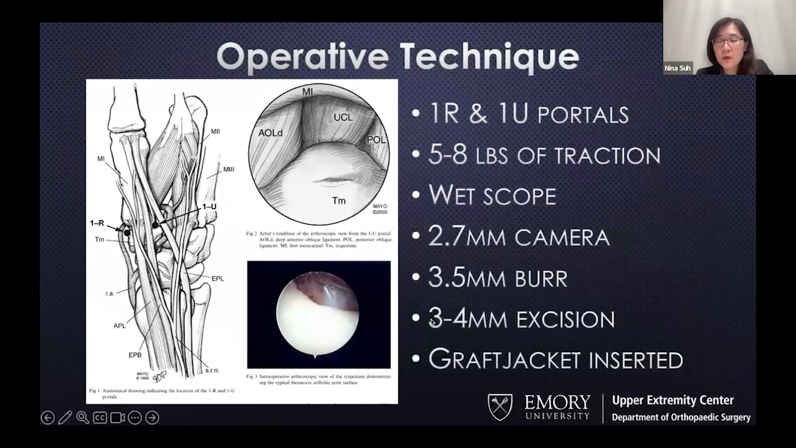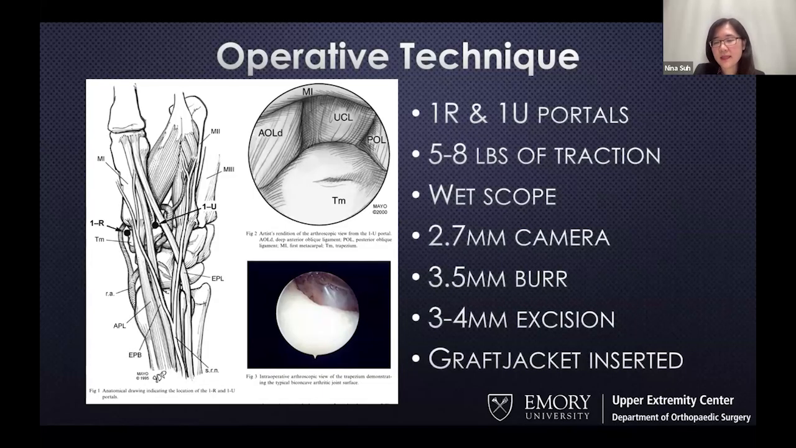So the operative technique that they reported, and this is from their article, they used predominantly the 1R and 1U portals, which would be considered the workhorse portals for this particular technique. They used 5 to 8 pounds of traction, and that's something actually most literature would indicate, but actually you can use quite a lot more, and that's what over time I've progressively used more with no significant sequelae. They used a wet scope.